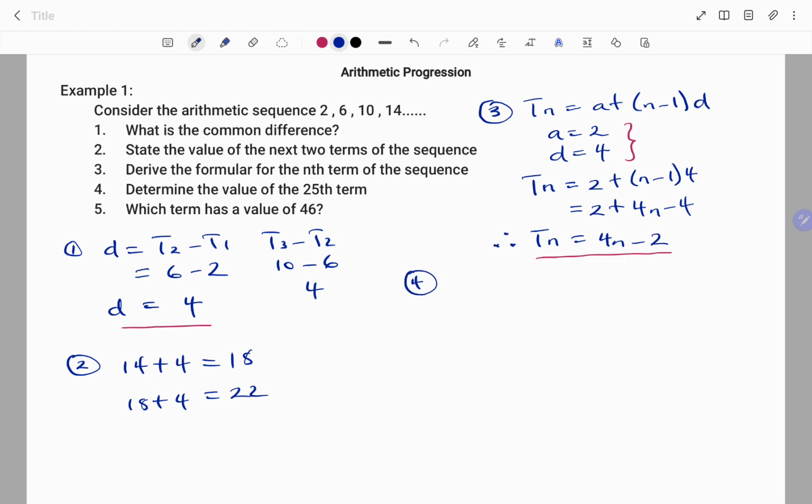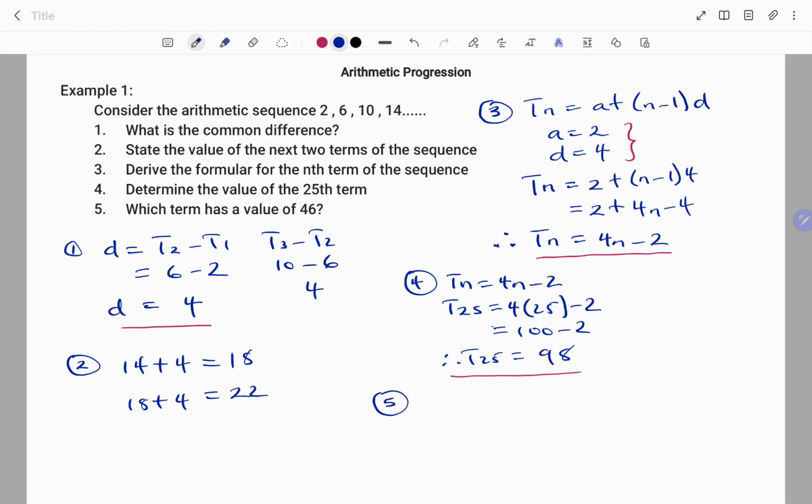In the fourth question, we have determine the value of the 25th term. Using the formula derived in question 3, we have Tn equals 4n minus 2. Because we are looking for the 25th term, our n is going to be 25. We are going to substitute n equals 25 in the question, we have 4 times 25 minus 2. This is going to give us 100 minus 2. Therefore, our T25 or the 25th term is going to be 98.